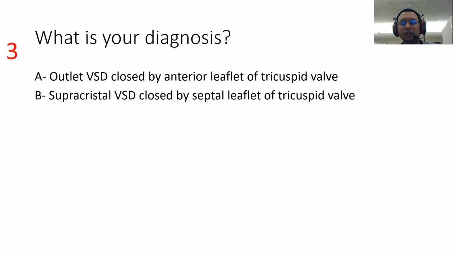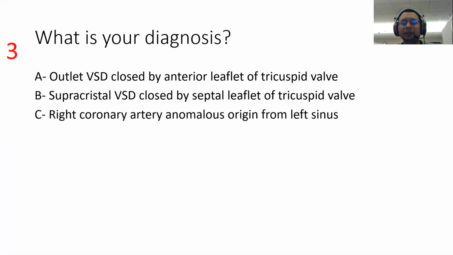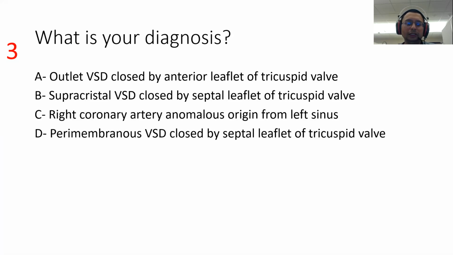So the diagnosis is not outlet VSD, because outlet VSD will be beside the pulmonary valve, and outlet VSD is not near the tricuspid valve. It's not supracrystal. Basically, supracrystal and outlet is the same VSD. There's nothing to do with the right coronary artery. I didn't show the right coronary artery here. And of course, the answer is perimembranous VSD.